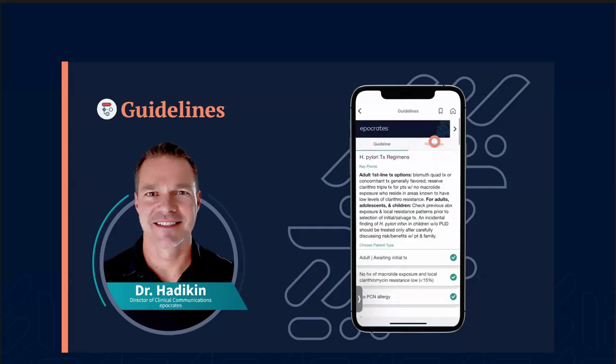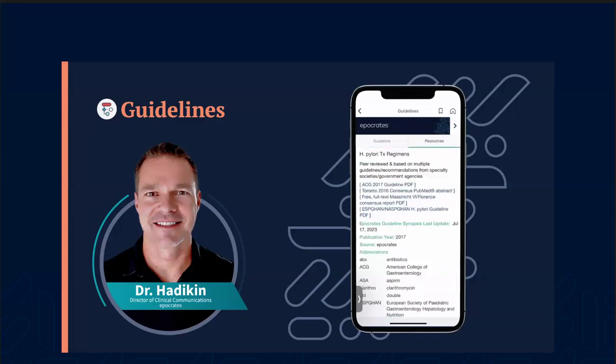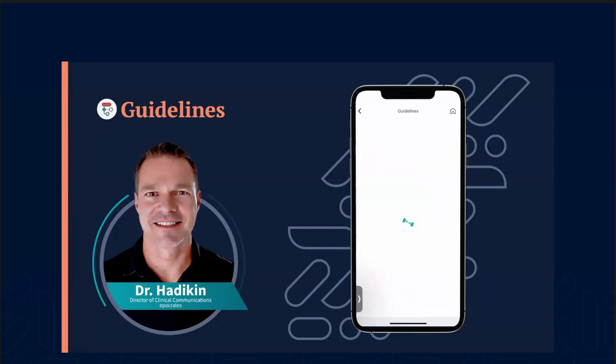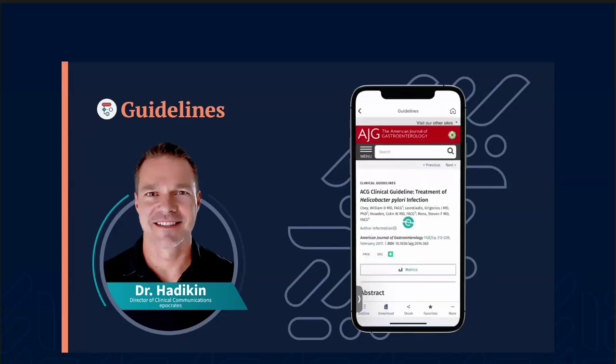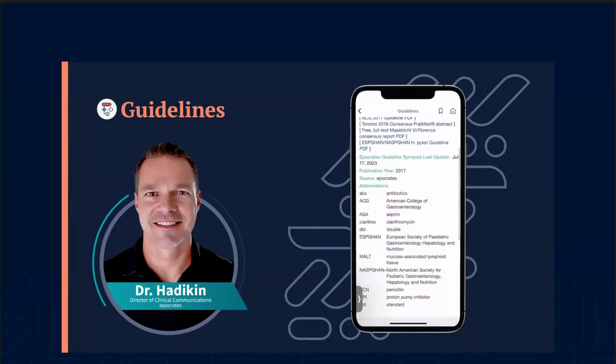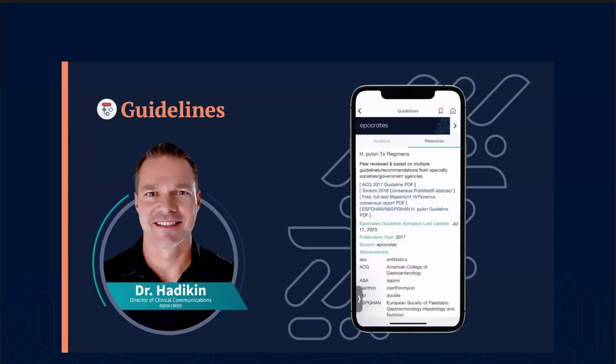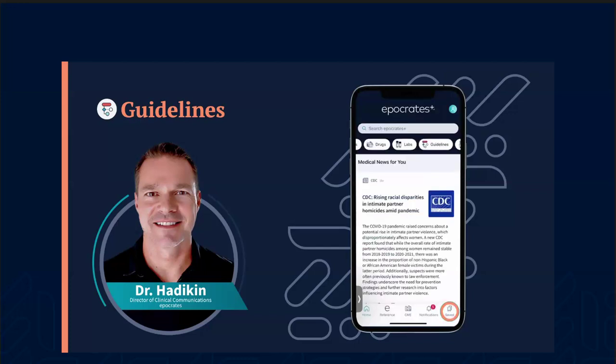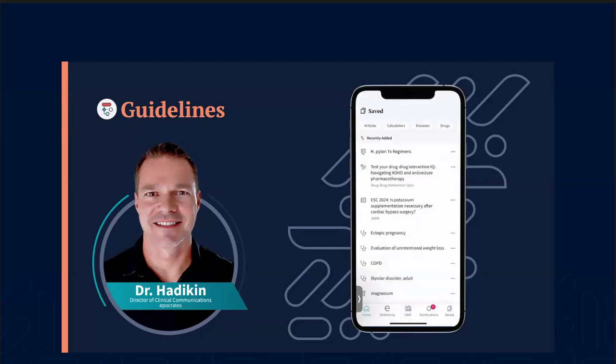Now, at the top, toggling over to the Resources tab, we can see links to full text guidelines. For example, this link takes us to the ACG guideline, if we so wish, as well as explanations for acronyms used in this guideline. And just like most other content in the Epocrates app, guidelines can be saved for rapid access later by tapping the bookmark icon at the top of the screen. Then later, you can access that guideline from your saved folder. And here we can see it in our recently added saved file.